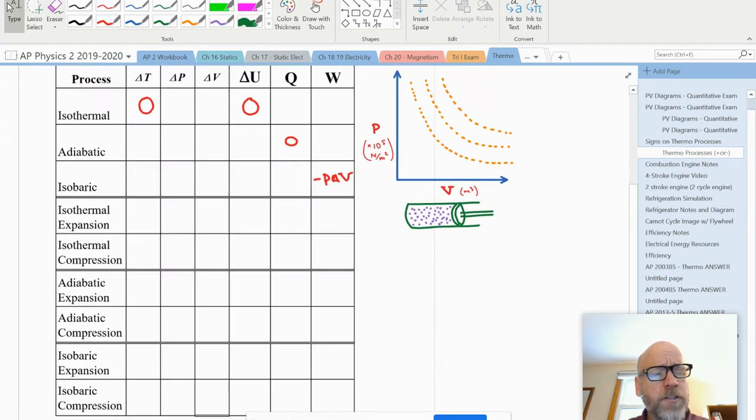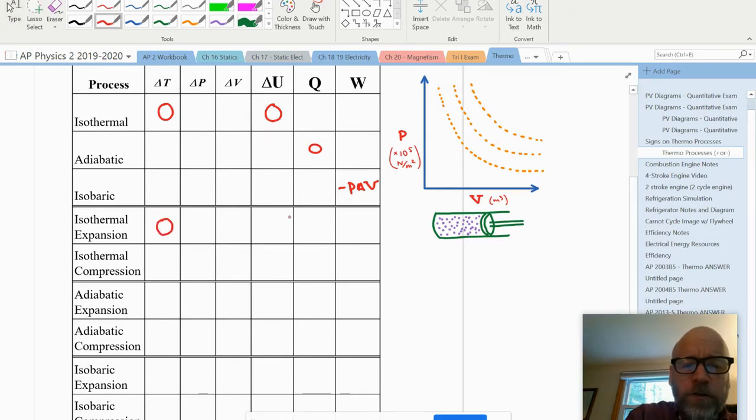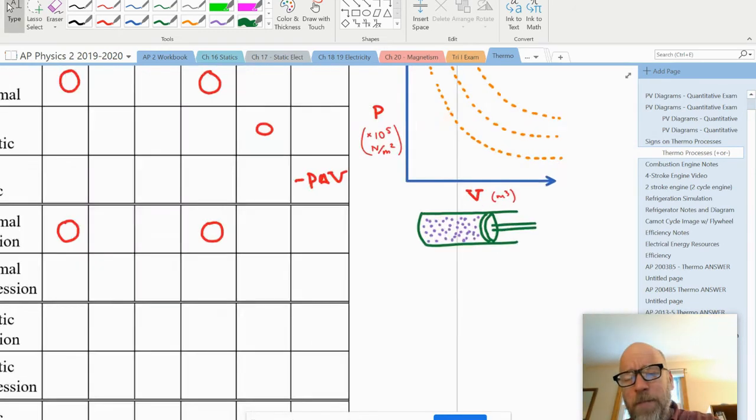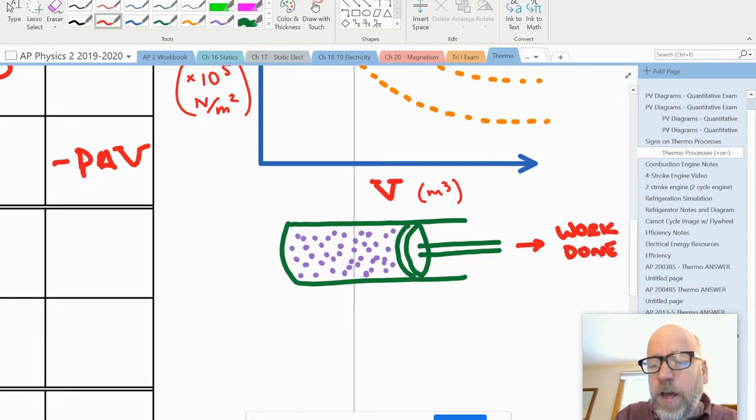Now let's talk about these. Positive or negative? Isothermal expansion. What's the change in temperature going to be? It's going to be 0, so the change in internal energy is also going to be 0. Now it's expansion. If it's expanding, that means that the piston is pushing out. So the work done on the gas is negative.